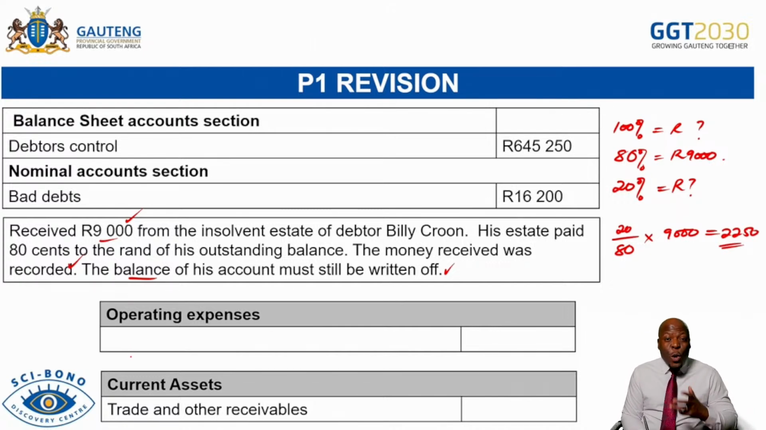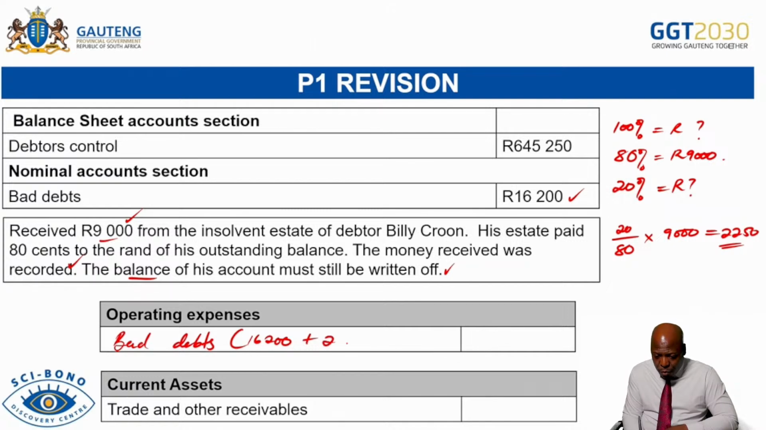So remember, always open brackets. So I'm going to come here and I'm going to say now bad debts. This is under my operating expenses, and I have my 16,200 here. Then I'll come and say plus the bad debt of 2,250. I know that it will affect my current assets, trade and other receivables. I'll take my debtors control, which is my 645,250, and then I'll now say minus my 2,250 like that. Okay, I hope that makes sense.